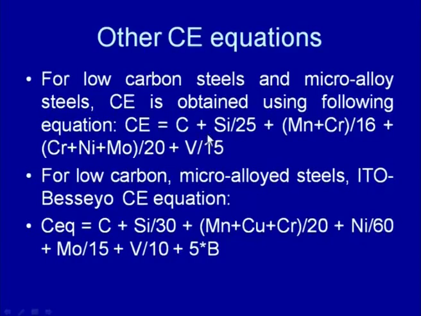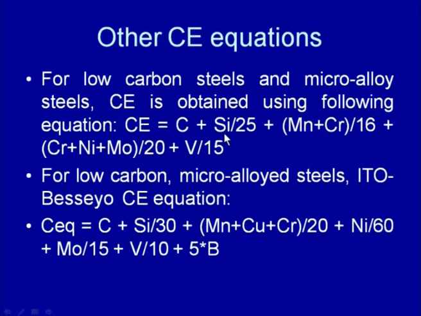So, of all these elements, the maximum effect is of the carbon on the carbon equivalent, and it is added directly, meaning whatever is the weight percentage of carbon present in the steel is added directly in the carbon equivalent, while in other cases some coefficient is divided. So, this indicates that the effect of carbon is maximum on the hardenability and so on the carbon equivalent.